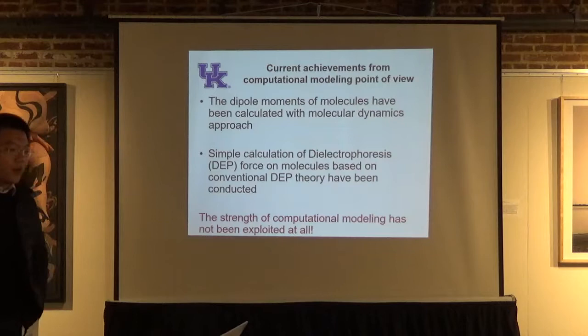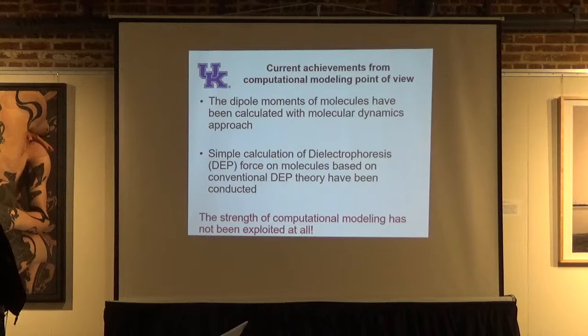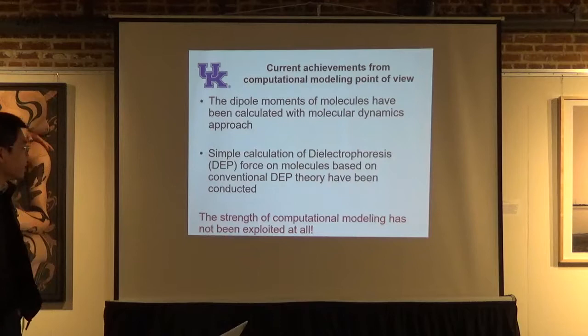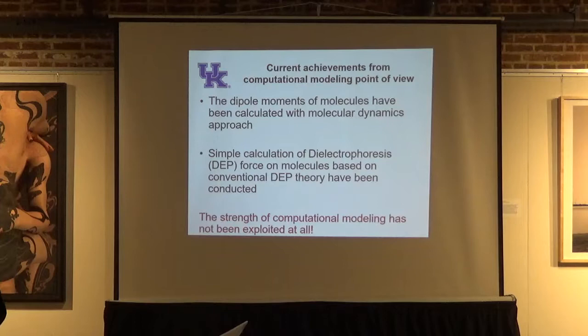So where are we now from the computational modeling point of view? People have used molecular dynamics approaches to determine the dipole moments of the molecules in cells, and they built that into a database. This is very helpful to explain how this field exerts its effect. They did some simple calculation of the dielectrophoretic force on these molecules based on conventional DEP theory. Since I worked on DEP theory for my whole PhD, I know it has many limitations. So this is a superficial level of calculation, and the strength of conventional modeling has not been explored at all.